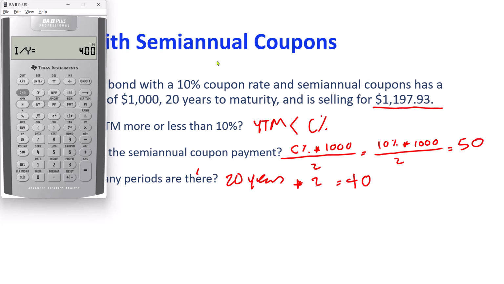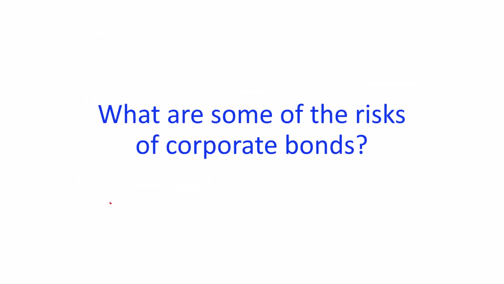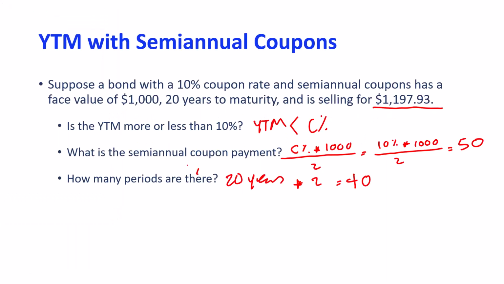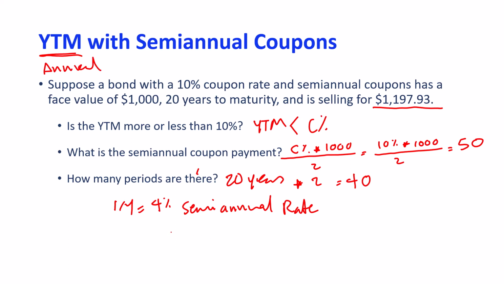But you're not done yet, because this 4% that you find here is a 6-month rate. So your IY here that you calculate is semi-annual. This is your periodic rate. The question is asking for yield to maturity, which is an annual rate. So what you need to do is to multiply this by 2 to get the annual rate of return or yield to maturity for this bond.